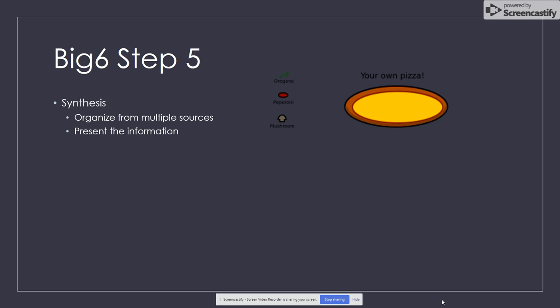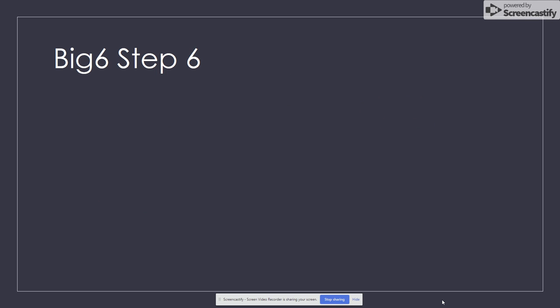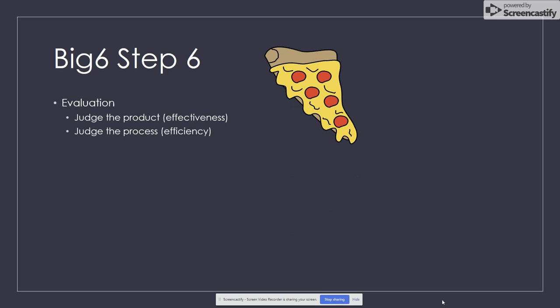Once we've finished the project, we still have one step to go. The last step of the Big 6 is evaluation. Here you will judge both the product and the process. So, did you get the pizza? That would be effectiveness. Were you able to accomplish the task? Would you do it the same way next time? Could the process be better?